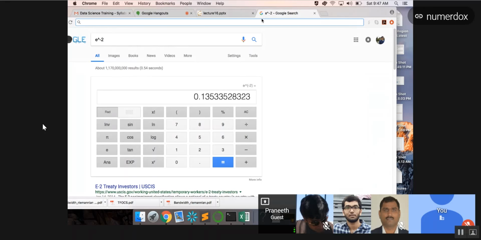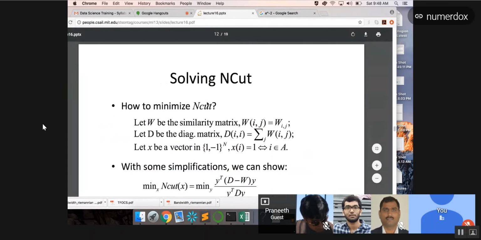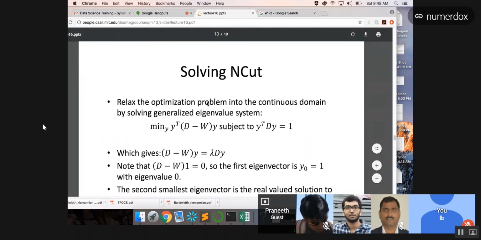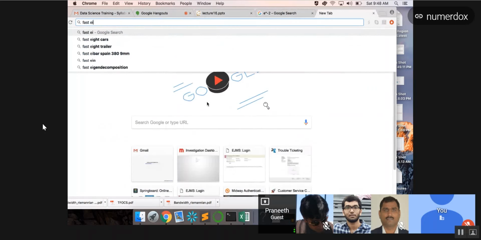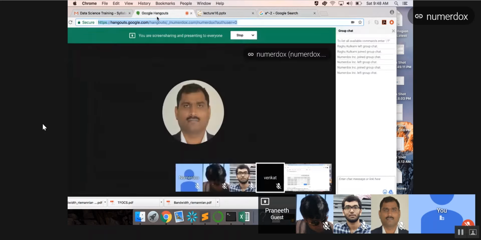But if your data set is extremely large, since your solution is an eigen solution in the very end, you need to have a fast eigen solver. If you have fast eigen solution packages, then you are going to scale to a larger data set. Otherwise, it is hard to scale.